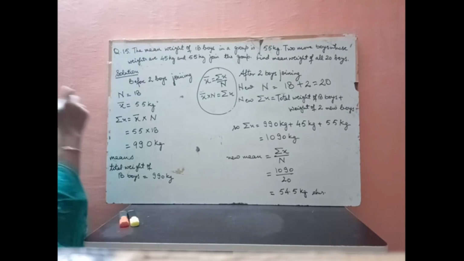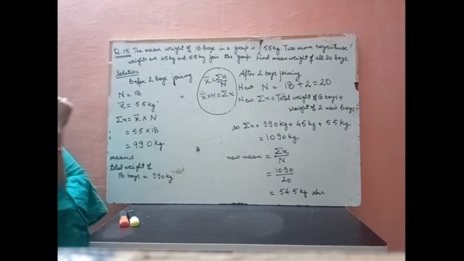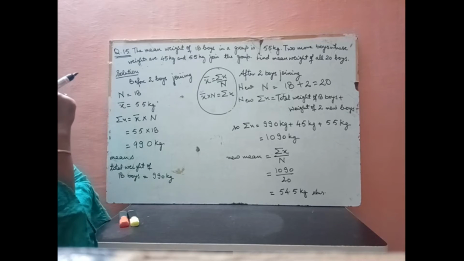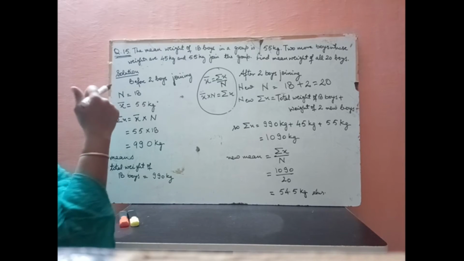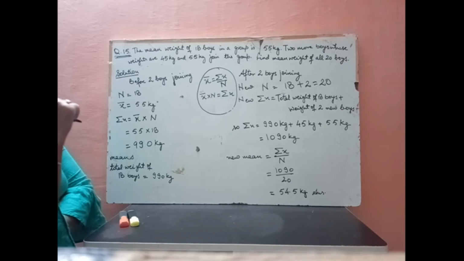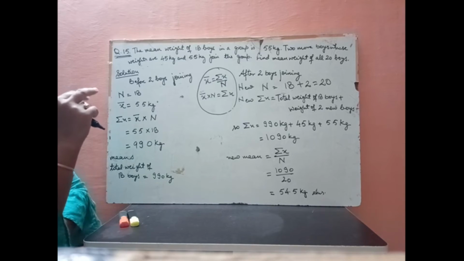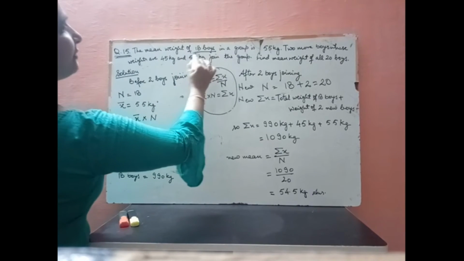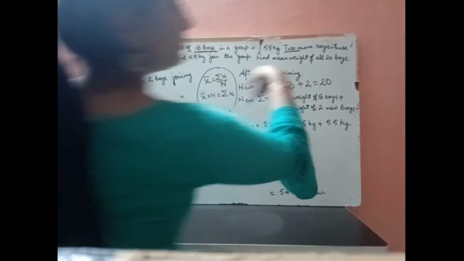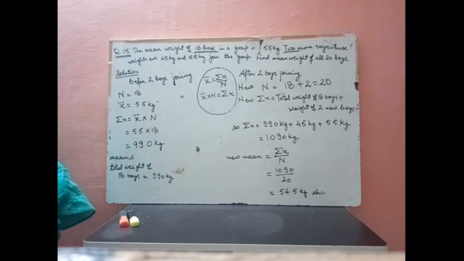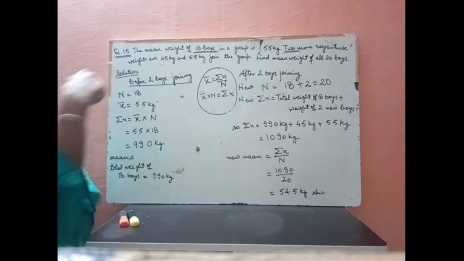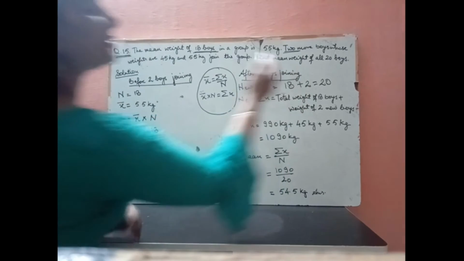One more question from the exercise, question number 15. The mean weight of 18 boys in a group is 55 kg. Two more boys whose weights are 45 kg and 55 kg join the group. Find mean weight of all 20 boys. Now the question is, in starting we have 18 boys and 2 more boys join the group. So there are two conditions: before the 2 boys join the group and after the 2 boys join the group.